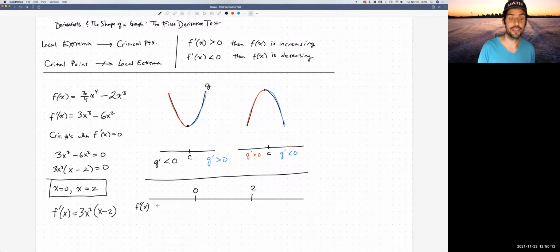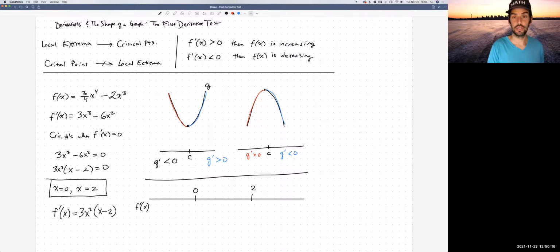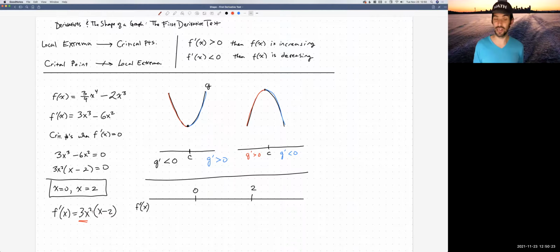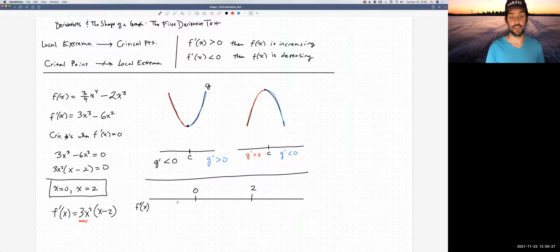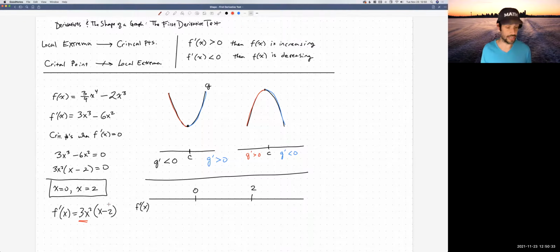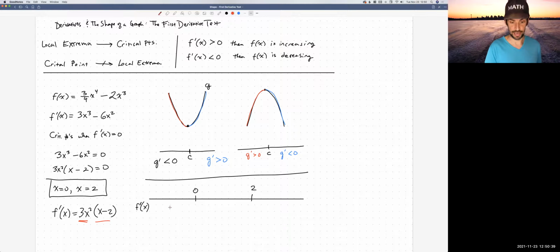If x is less than 0, then 3x squared is going to be positive. 3x squared is always positive unless x is equal to 0. But we're not looking at 0, we're looking below 0. So this thing is always positive. If we're less than 0, we have a negative number minus 2, we get another negative number. We have a positive times a negative. F prime must be negative.